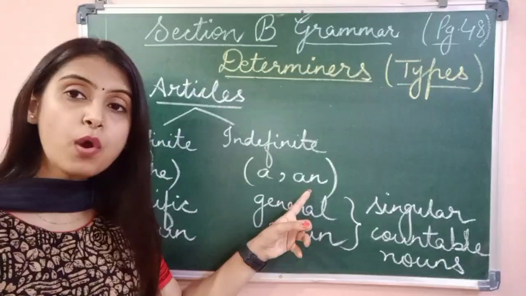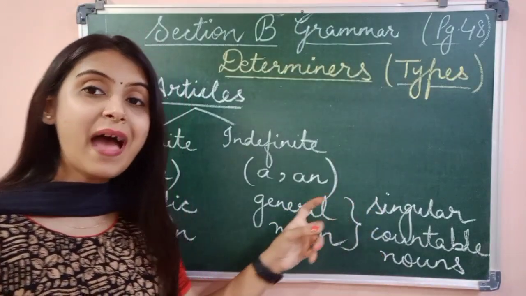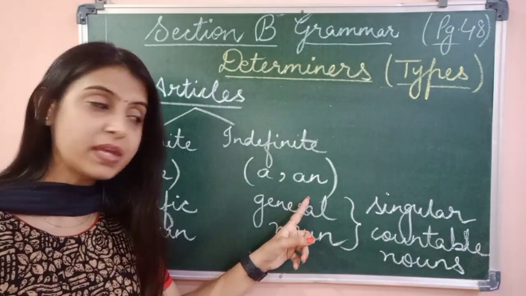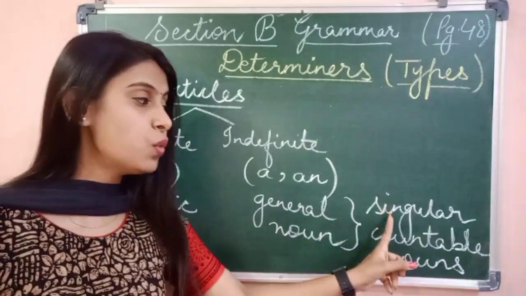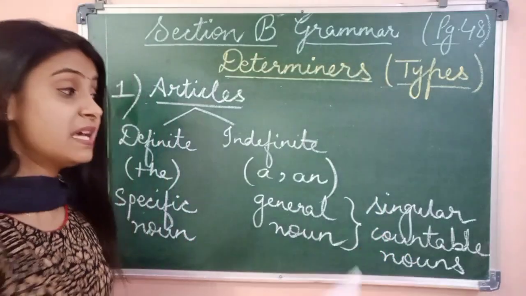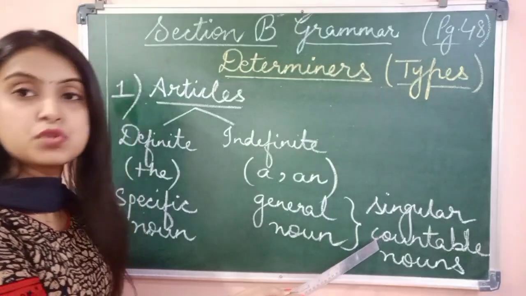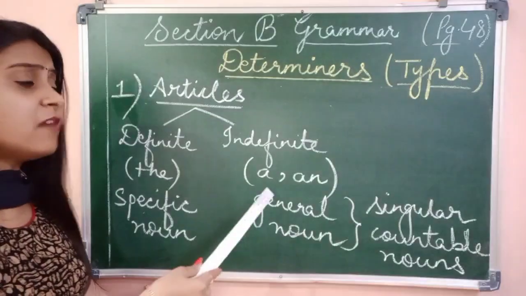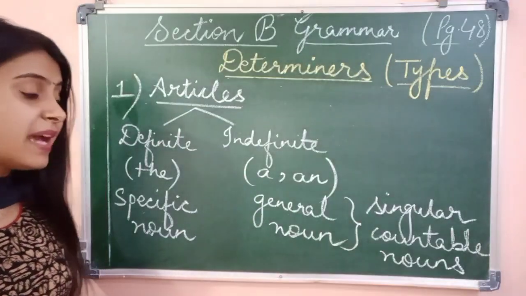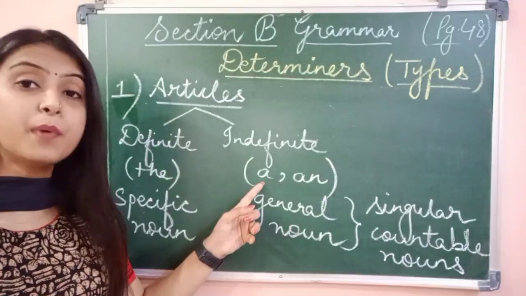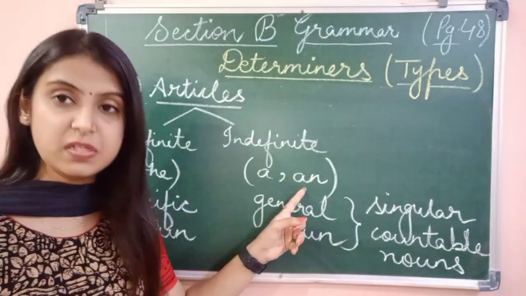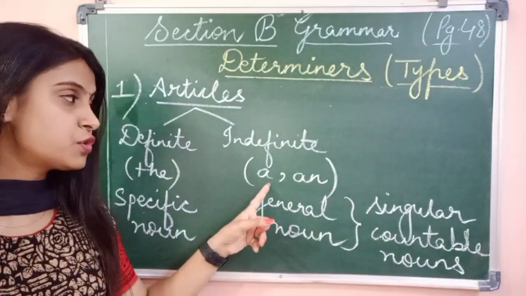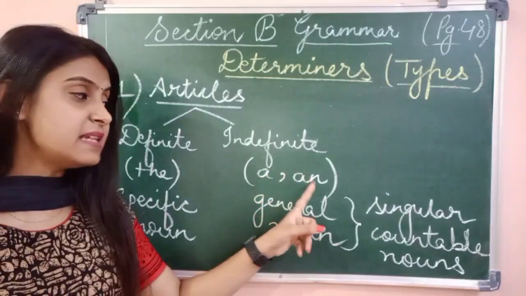If I say I want to eat an orange, orange starts with a vowel sound, so we'll use an. Both a and an are used with singular countable nouns. The nouns that cannot be counted will not have indefinite articles. You cannot say a books, or an oranges. Before singular countable nouns only, we are going to use the articles a and an.